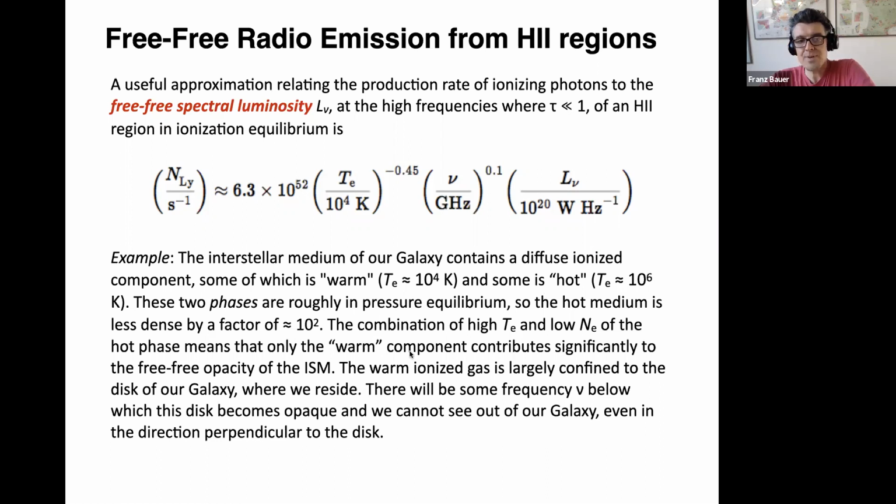components. Right, so the combination of a high electron temperature and a low n_e of the hot phase means basically only the warm component will contribute significantly to free-free opacity, because remember tau goes as the density squared. Right? So with much lower density, it just isn't going to contribute at all. And so this warm ionized gas is confined to the disk. And so there'll be some frequency range in this case where the disk will become optically thick to radiation, right?